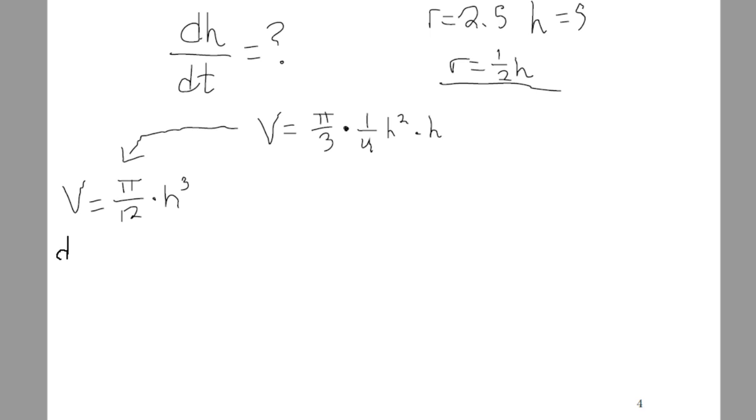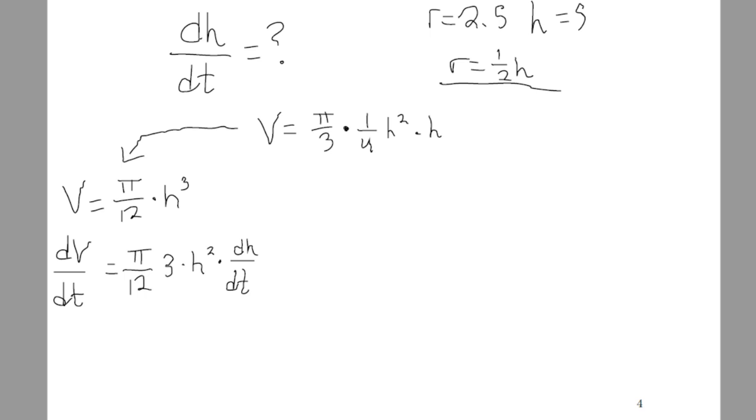So we have dV over dt equals, so again we bring out that constant of pi over 12, and then we'll do a chain rule. So we get 3 times h squared times dh over dt. All right. So now we have our dV/dt, we have h, and we have dh over dt. So we basically have all the values that we need.